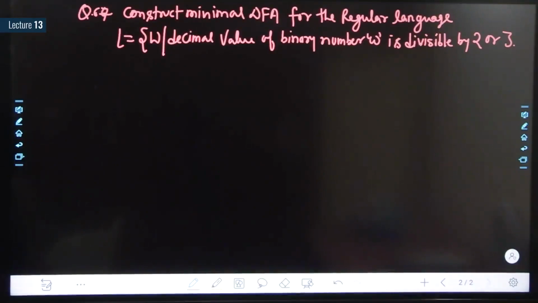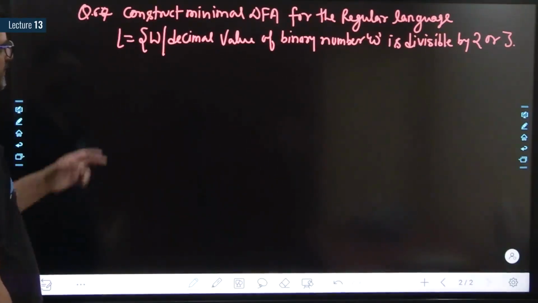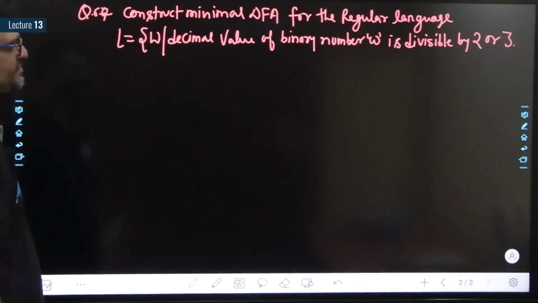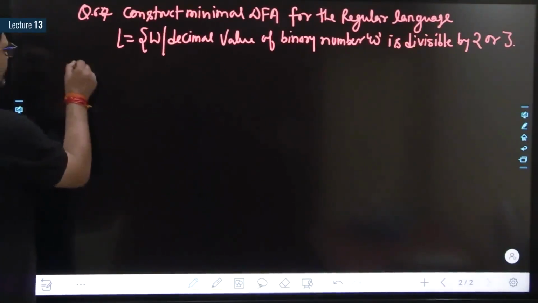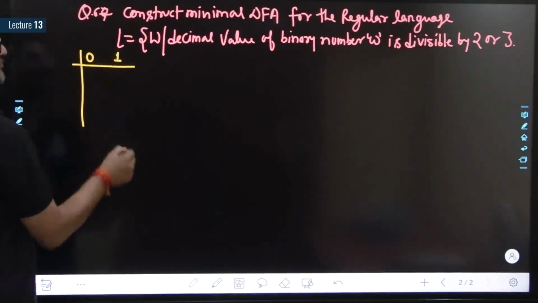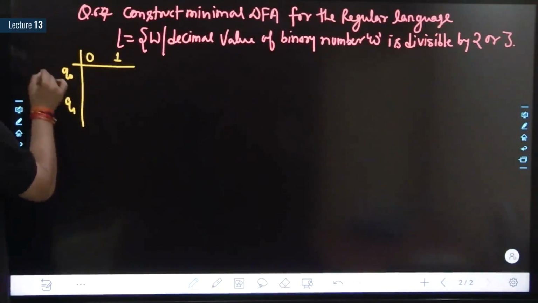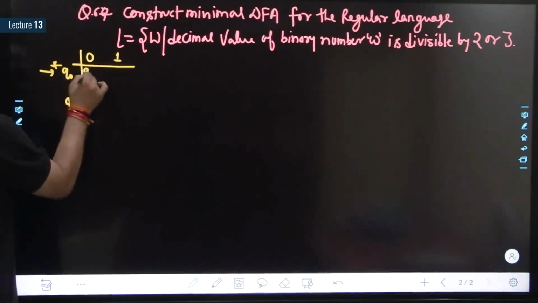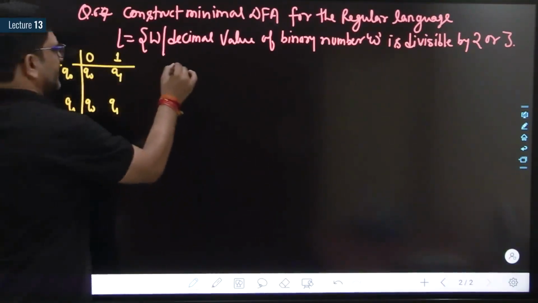Have you done? No? Okay. Check. The decimal value of binary number W is divisible by 2 or 3. First we find divisible by 2. Remember the shortcut: 0, 1. How many remainders are possible? 2. Then the number of states is Q0, Q1. This is the initial and this one is final.